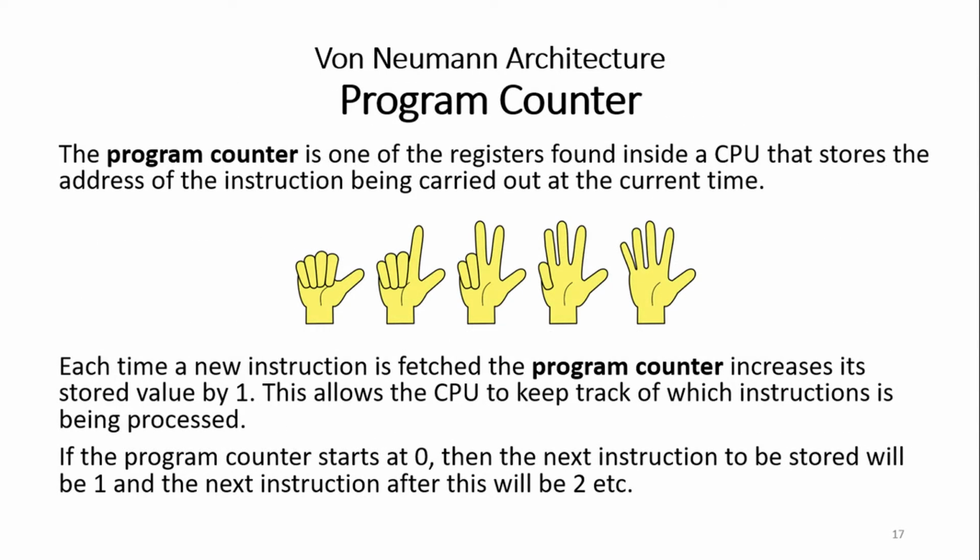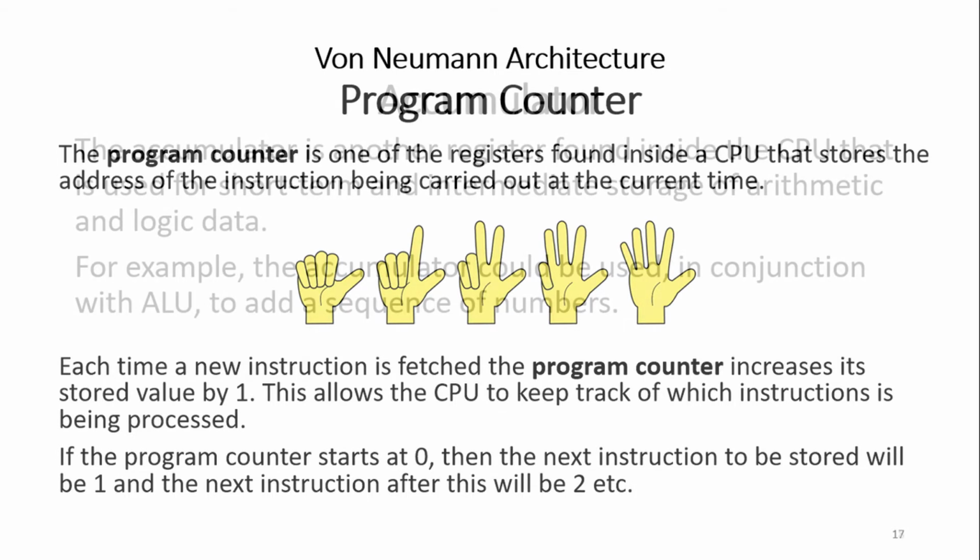The program counter. The program counter is one of the registers inside a CPU that stores the address of the instruction being carried out at the current time. Each time a new instruction is fetched, the program counter increases its stored value by 1. This allows the CPU to keep track of which instruction is being processed. If the program counter starts at 0, then the next instruction will be 1, and the next instruction after this will be 2, etc.